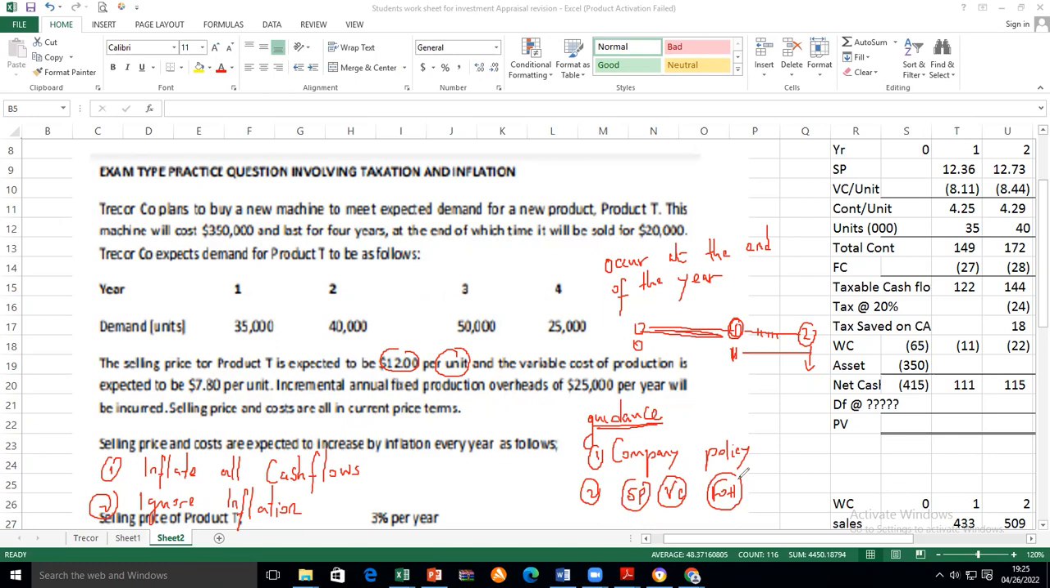Where cash flows are inflating at different rates. Like here, we have seen that this one is at 3%. This one is at 4%. This one is at 6%. What is the correct approach to use? Can somebody help us?